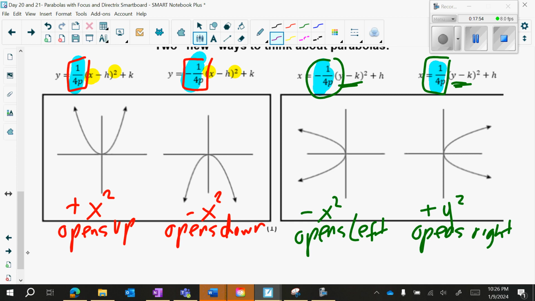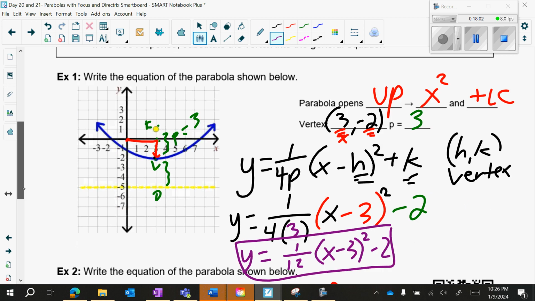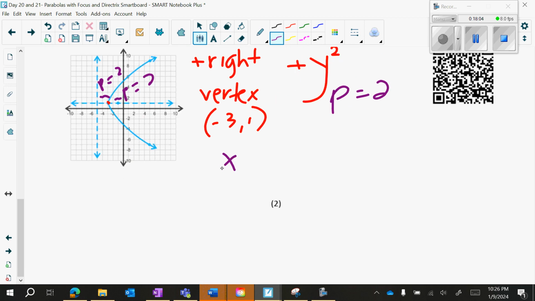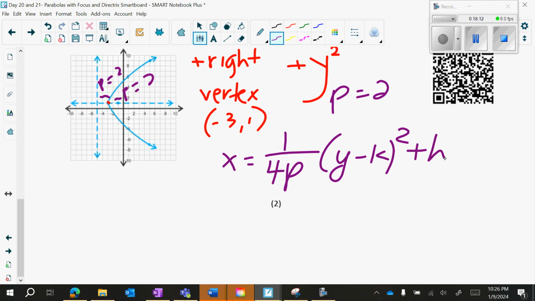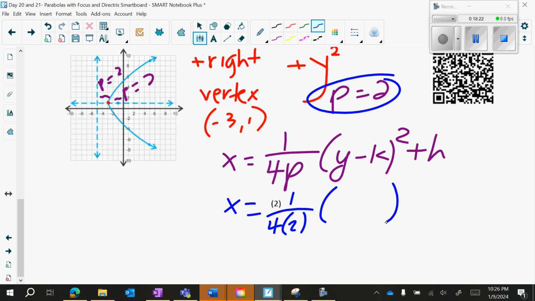So notice the equation is this one here. I'm going to do a circle here. 1 over 4p (y minus k) squared plus h. So it's x equals, instead of y equals, 1 over 4p (y minus k) squared plus h. So the h and the k are switched, just like they did on our do now with the inverse. So x equals 1 over 4p, p is 2. So 4 times 2. Okay.